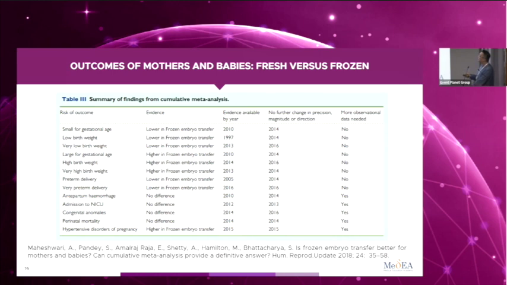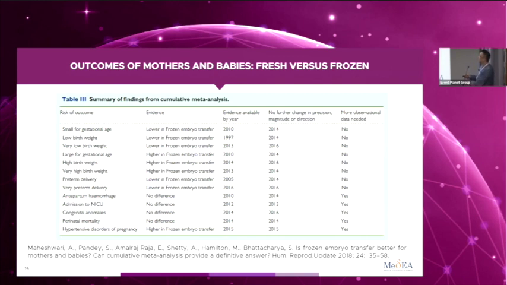How about preterm delivery and very preterm delivery? Now, this is something that, again, we notice is probably a bit higher risk in fresh embryo transfer. And that could actually explain why you have low birth weight and very low birth weight from preterm deliveries. So again, this is still quite common sense.